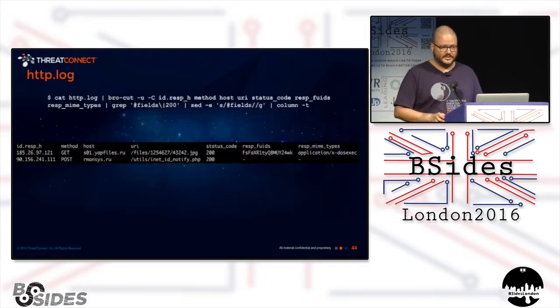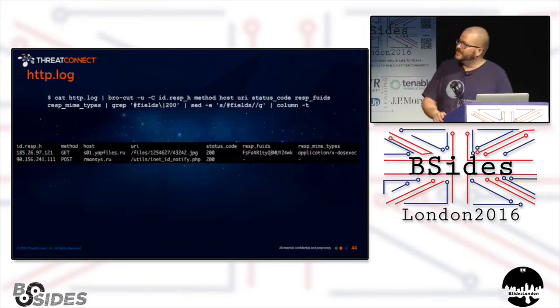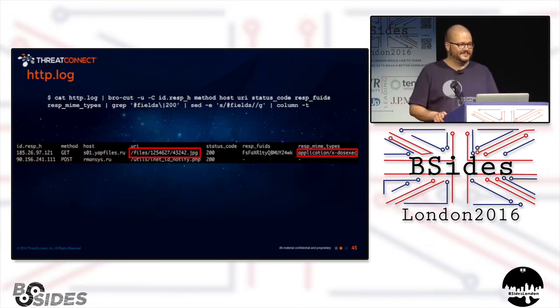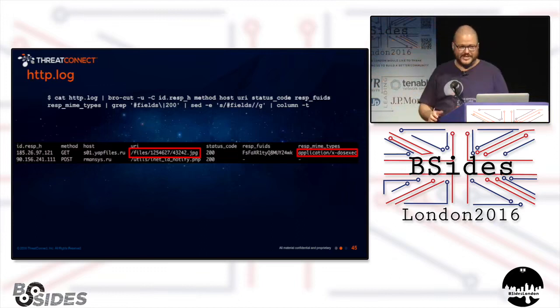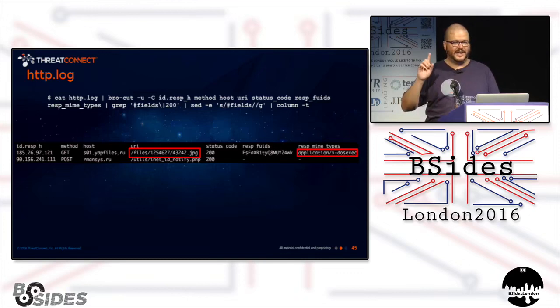So the next thing I want to do is look at the HTTP log. And as you can see up here, the malware does a GET to s01.yapfiles.ru of a JPEG. But because Bro is smarter than your average computer program, it knows that this has a MIME type of application/x-dosexec. So I'm going to guess that this is not a JPEG.